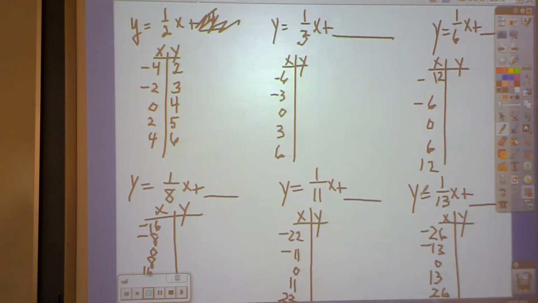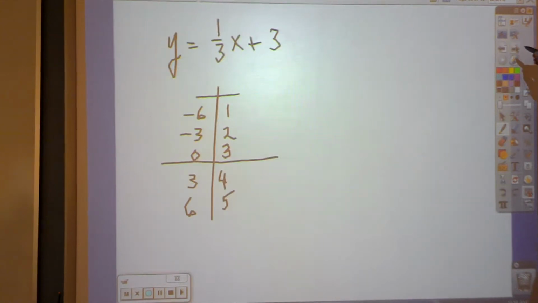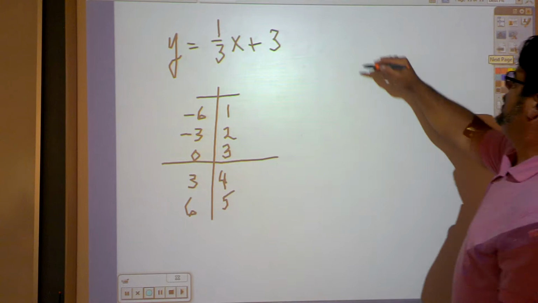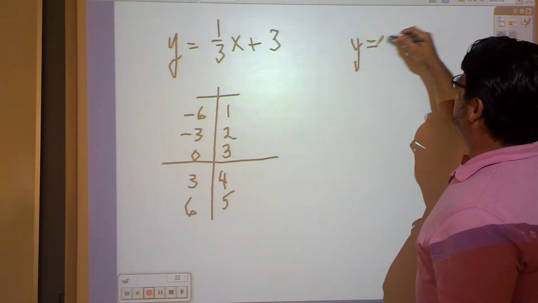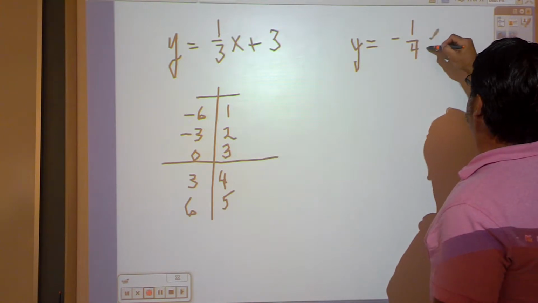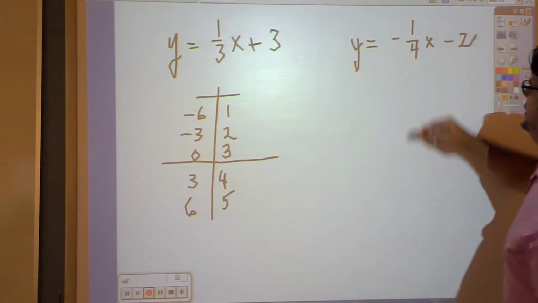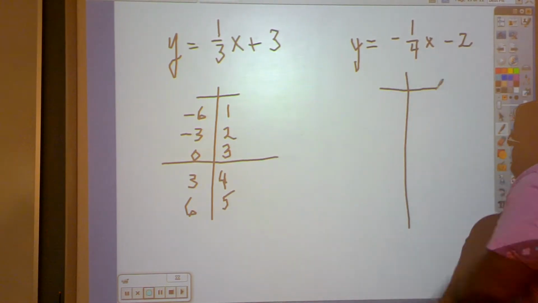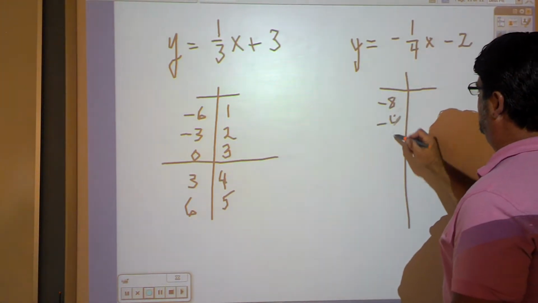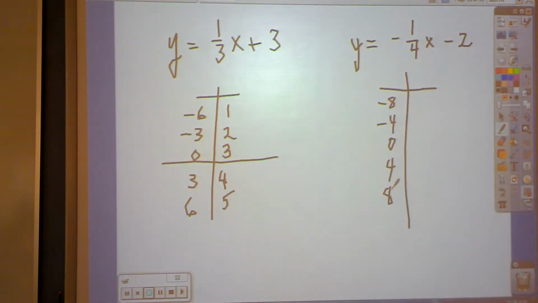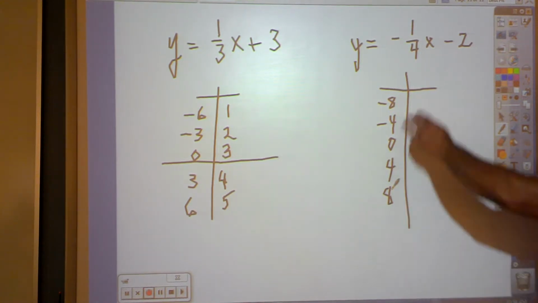Okay? Was I going too far? I think I was going too far. Okay. All right? So if I gave you y is equal to negative 1/4 x minus 2, then you would not even worry about this. You would just pick negative 8, negative 4, 0, 4, and 8, and you would do the math. If you pick negative 2, negative 1, 0, 1, and 2, then you're going to have fractions.